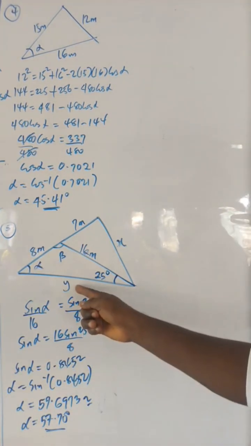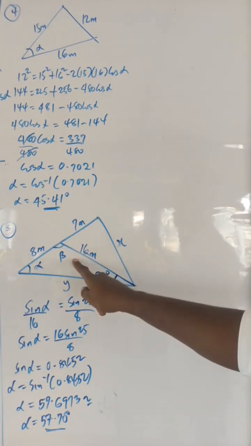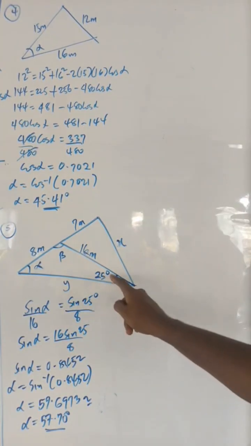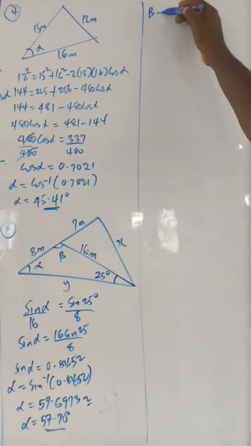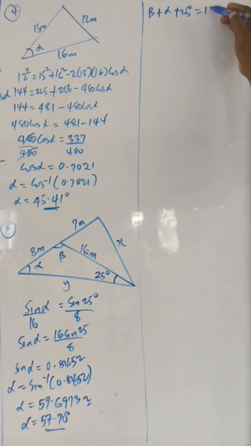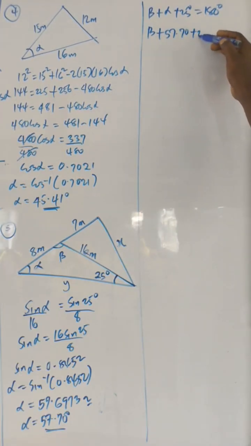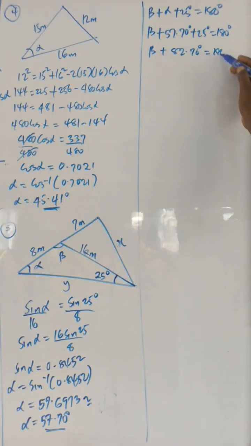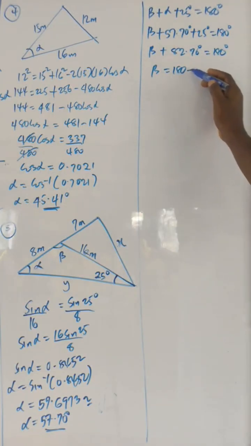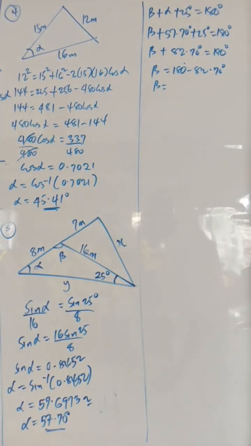Now let's come back here. To get y, we must know the angle that faces y also. To get y, we need to know beta, right? But since we already know alpha, we have this angle. Using sum of angles of the triangle, we can get the value of beta. So from here, beta plus alpha plus 25 must give us what? So what is alpha? 57.7 plus 25 equals to, so add this together. So what is beta? And that's what? 97.3.